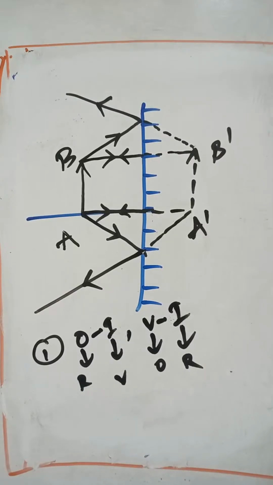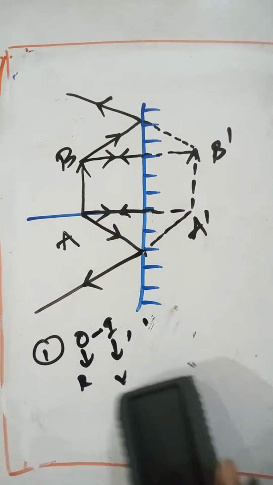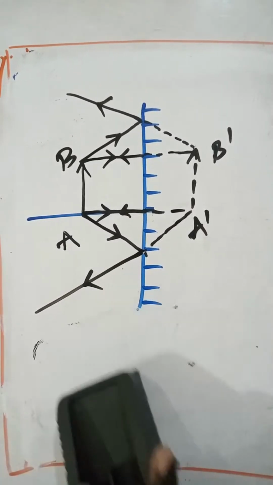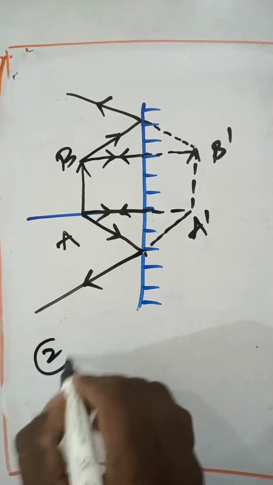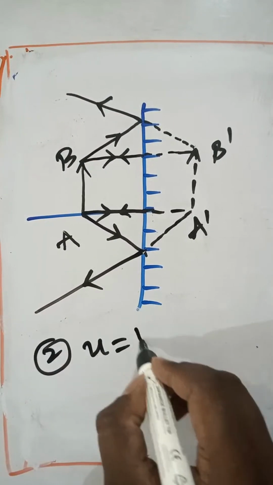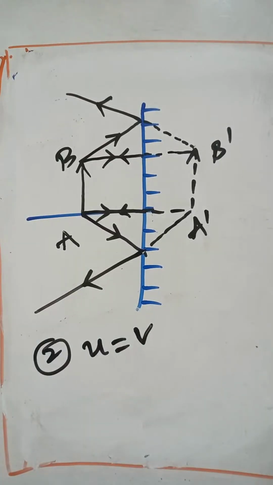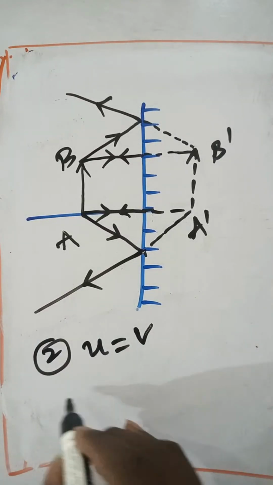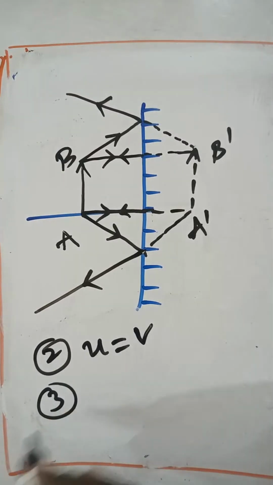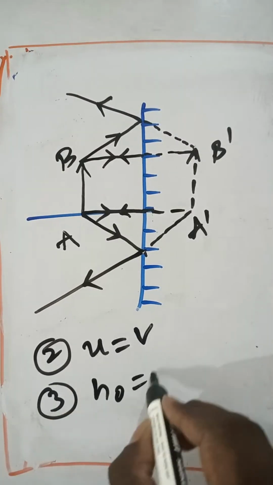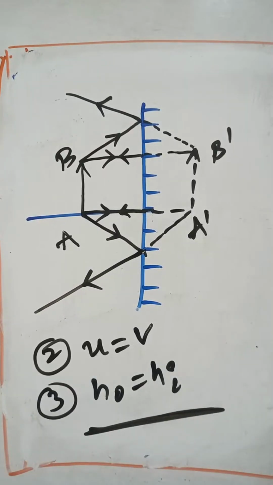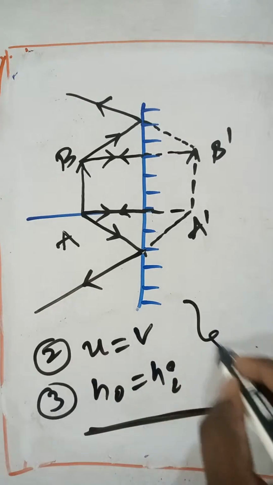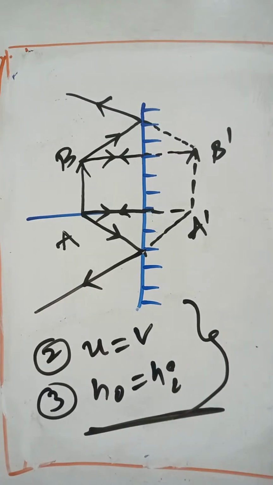Coming to the second point, object distance is equal to image distance. And third point, height of the object is equal to height of the image.